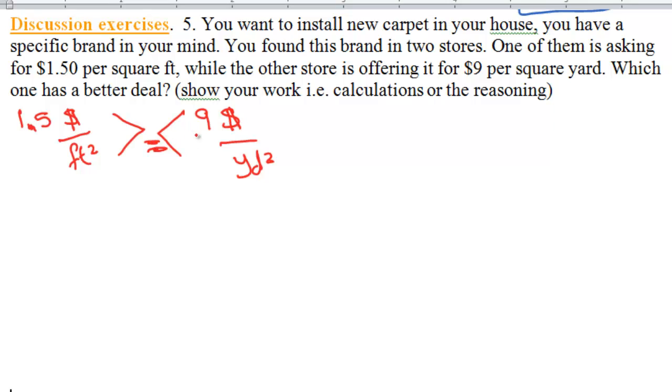Of course, the one that is less will be the better deal. Now of course, between 1.5 and 9, we know that 9 is bigger than 1.5, but we are not looking at the numbers only, we are looking at the units. So what we need to do here is convert one of them to the other.